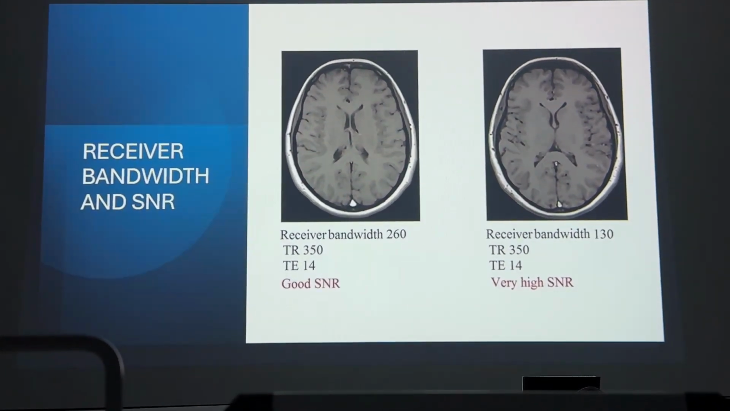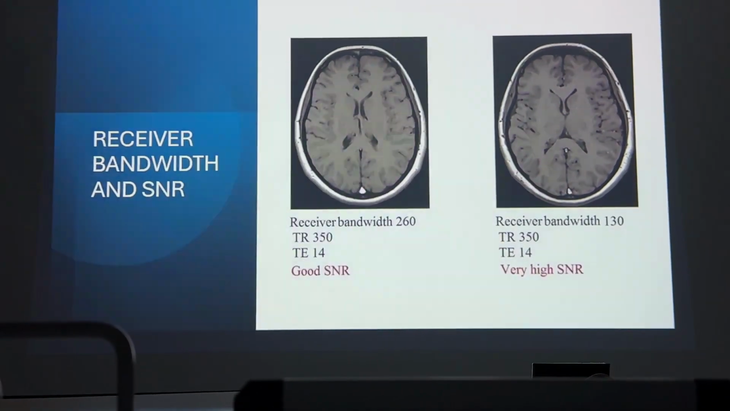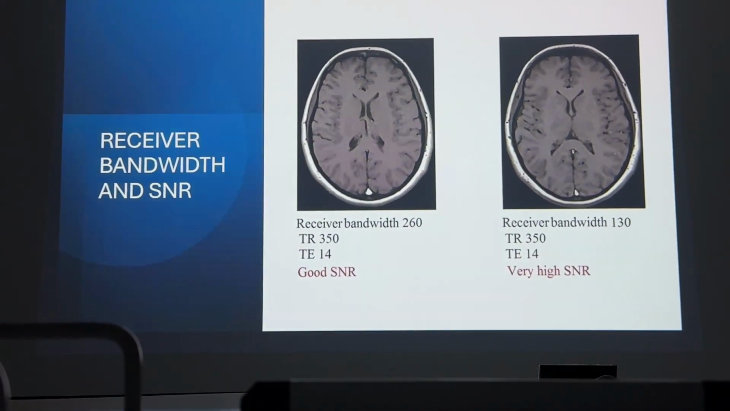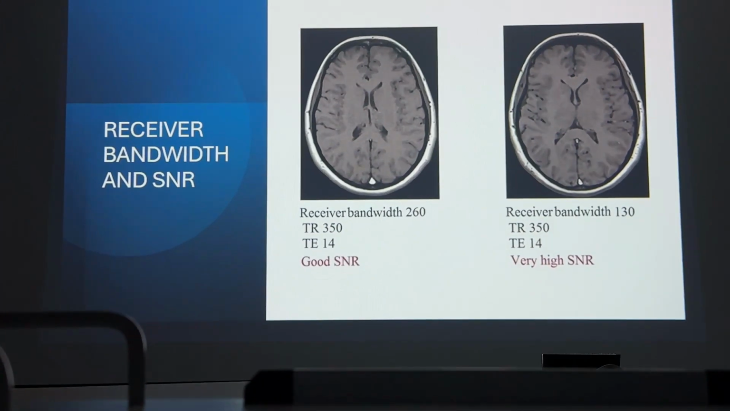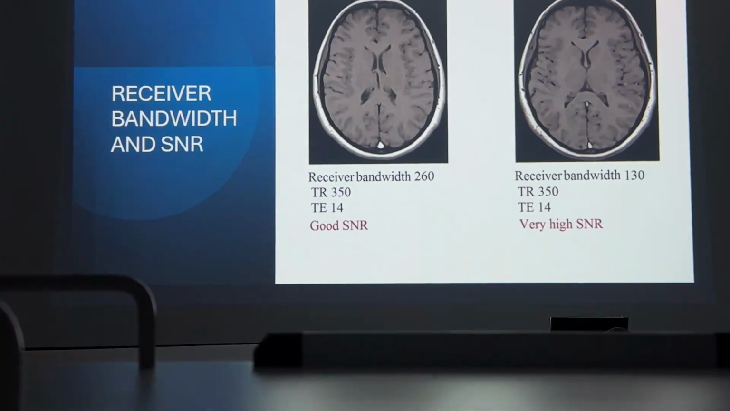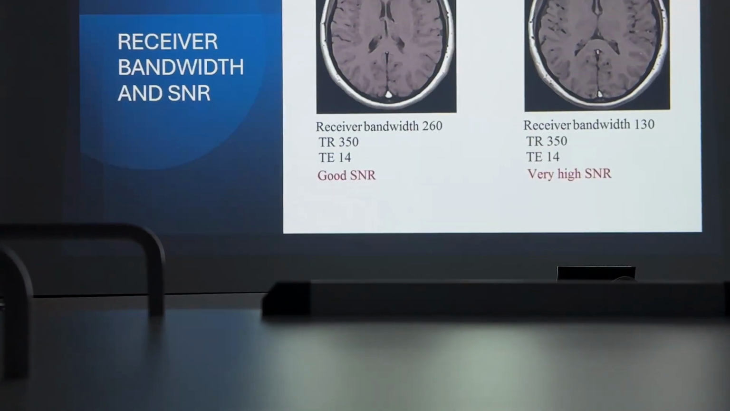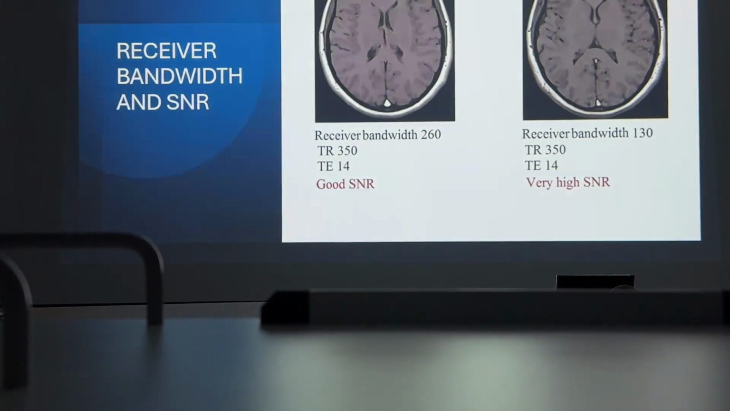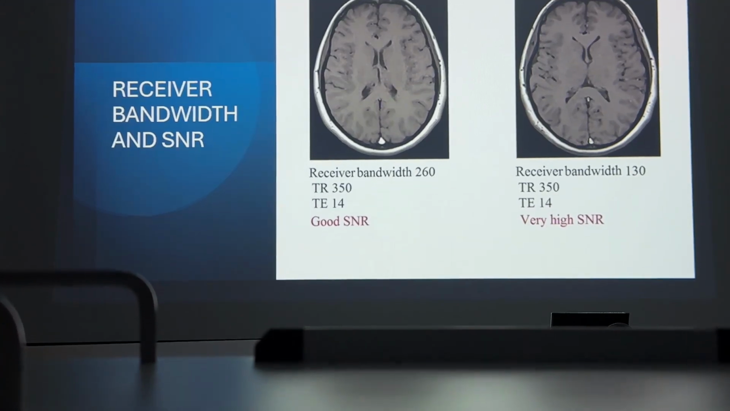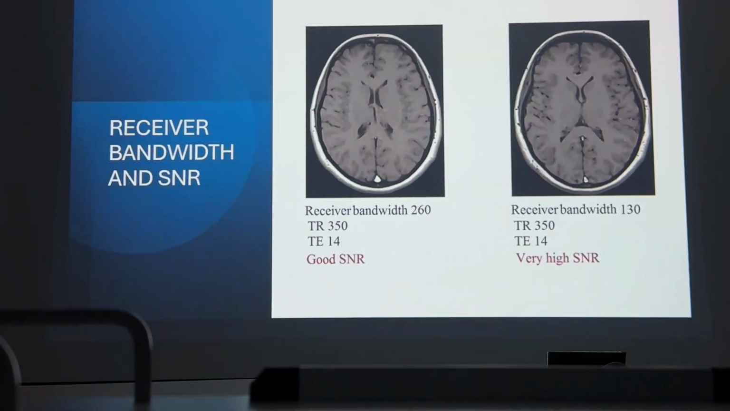To give a definition for the bandwidth for the beginners and those who are interested in definitions, the bandwidth refers to the range of frequencies collected during the reception phase, which is the frequency encoding. This is the range of frequencies used.